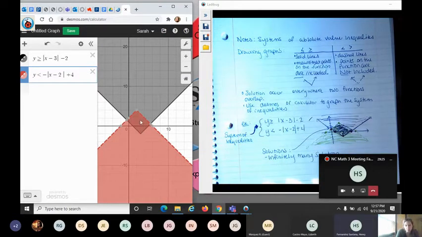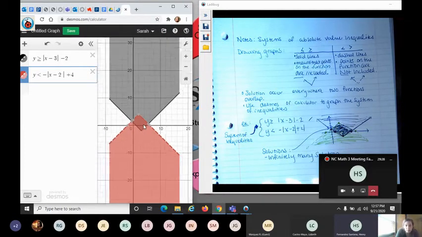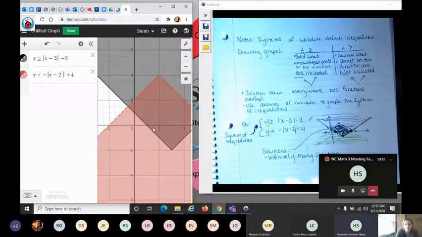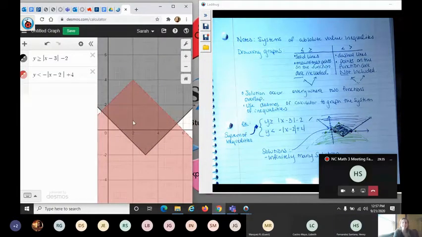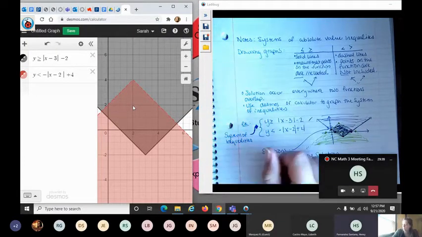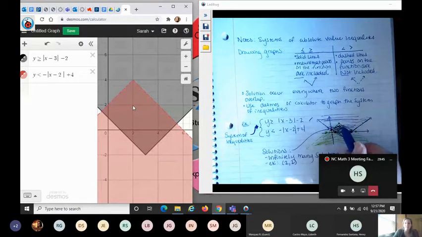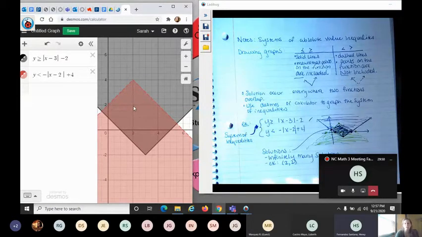So if we look at Desmos, let me zoom in a little bit so that we have more tick marks. An example of a solution would be 2, 2, because it's inside of this box. It's in between the two shaded regions.